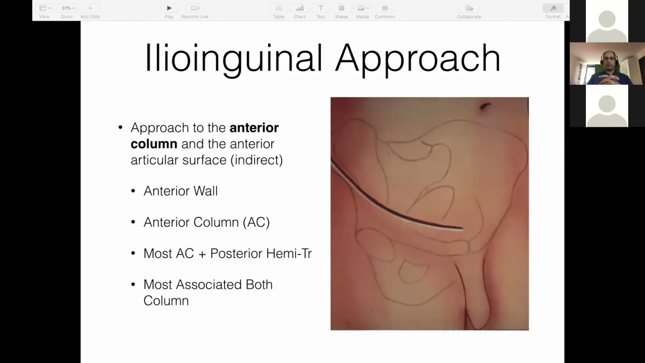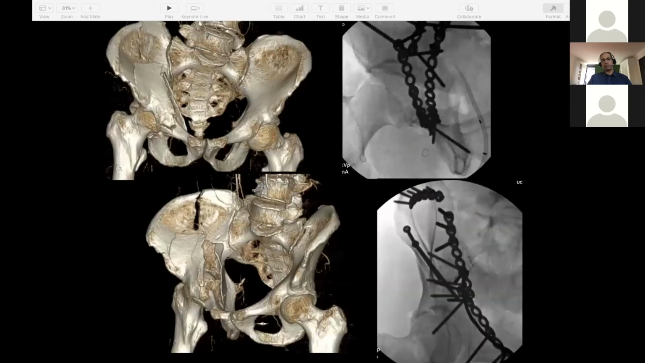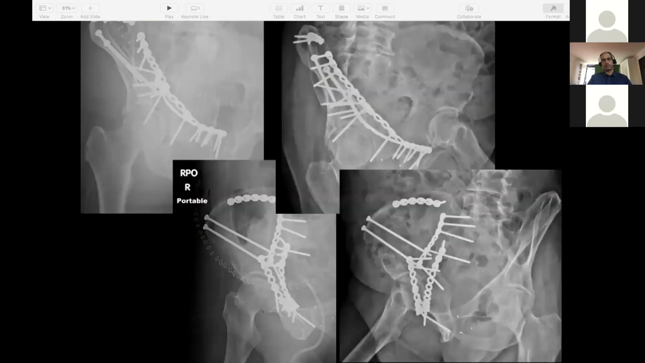The ilioinguinal and its derivative, the one that I use, is the classic lateral and middle windows of the ilioinguinal with an anterior intrapelvic approach substituting the original medial window of an ilioinguinal. This is a great way to see anything that has to do with the anterior wall, anterior column, and most transverse, T, and associated both column fractures.